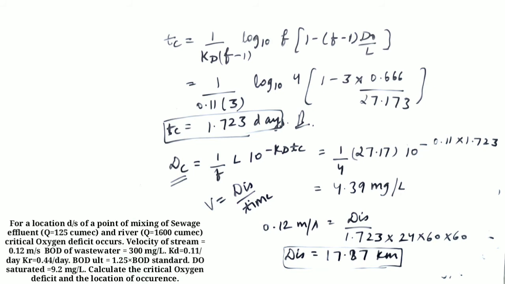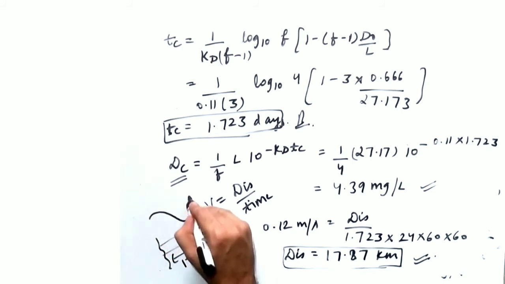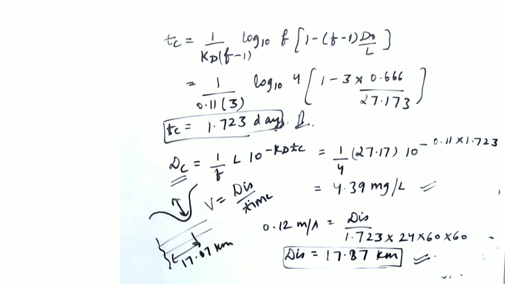So these two things were asked in the question. Calculate the critical oxygen deficit. This is the critical oxygen deficit and the location of its occurrence. So this is the location, the distance. That means from the river starting point, at a distance of 17.87 kilometers, the sag will occur, the maximum sag will occur. I hope this concept is completely clear to you all.